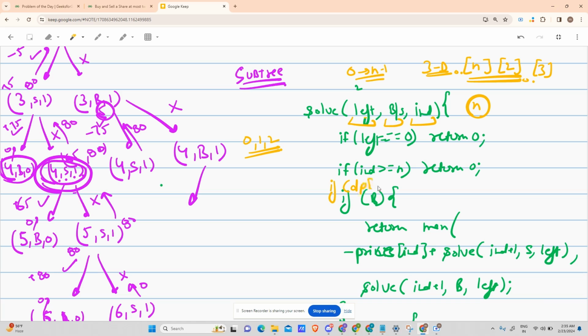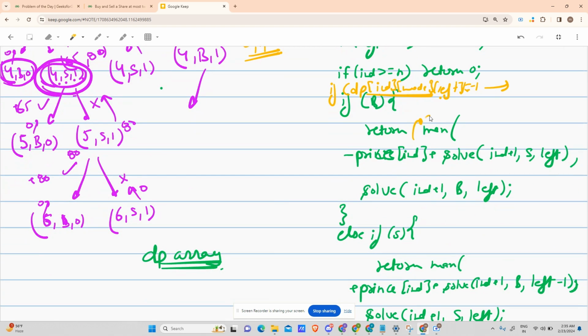add the check: if DP of index, mode, left is not equal to minus 1, in that case return this value only. Otherwise, whenever you are returning, change DP of index, mode, and left. Update your DP array like that. It will be done. All right.